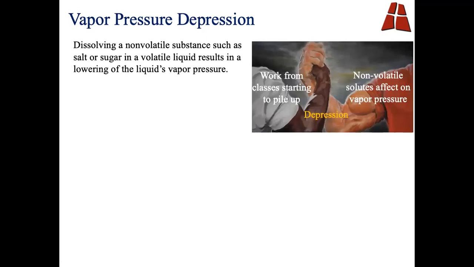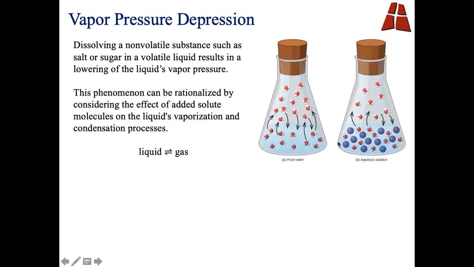So moving on to colligative properties, when we have a non-volatile substance, solute, such as salt or sugar, and we dissolve it in a liquid, it can lower that liquid's vapor pressure. This is called vapor pressure depression. There's a meme for you.